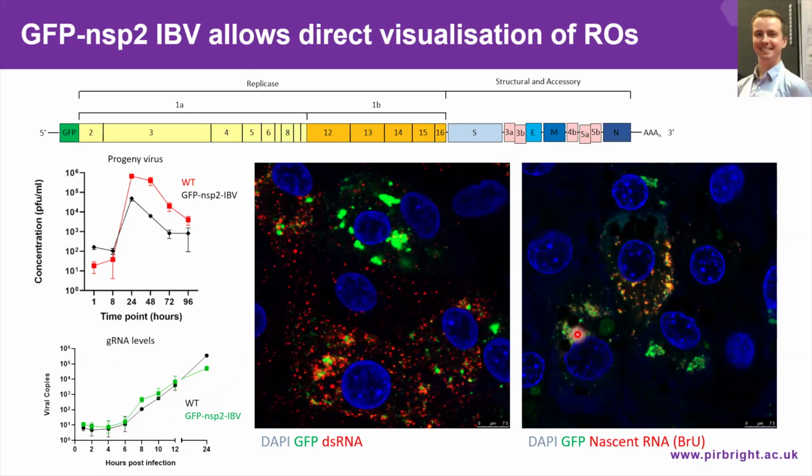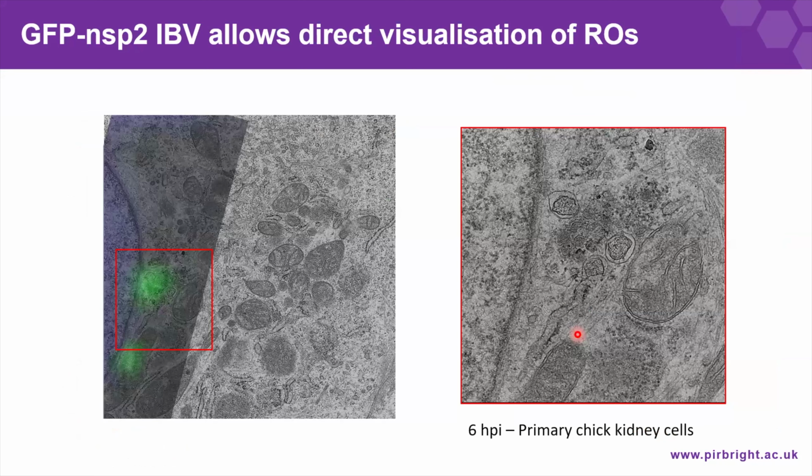He took this one step further to do correlative light electron microscopy. So this allows you to image live cells using the confocal microscope, then process your cells for EM, and image those same cells overlaying the confocal images with the electron micrograph so that you can see what ultrastructure is associated with the fluorescent signal.